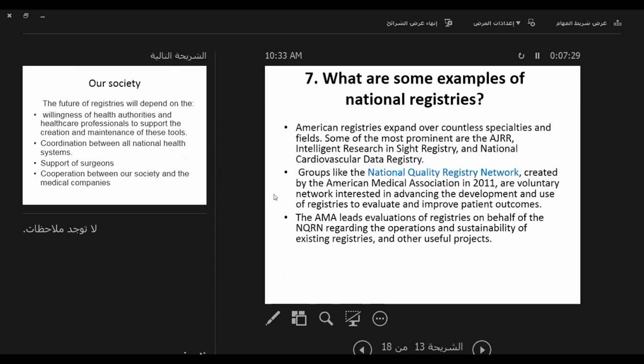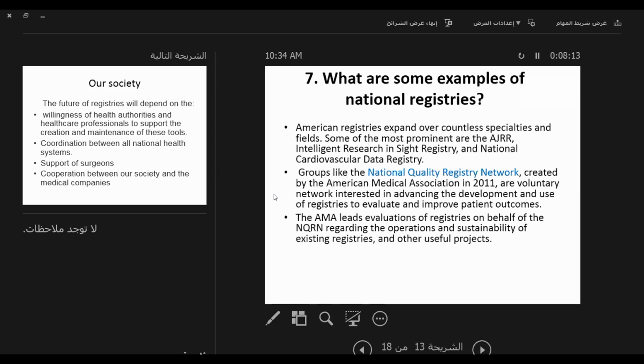What are other examples of national registries? American registries expand over countless specialties and fields. Some of the most prominent are the American Joint Replacement Registry and the Intelligent Research Insight Registry and National Cardiovascular Data Registry. Groups like National Quality Registry Network created by the American Medical Association. It is a voluntary network interested in advancing and development and use of registries to evaluate and improve patient outcomes. The American Medical Association leads evaluations of registries on behalf of the National Quality Registry Network regarding the operations and sustainability of existing registry and other useful projects.